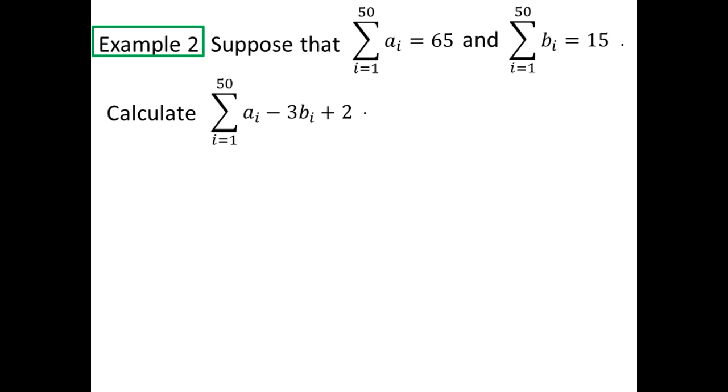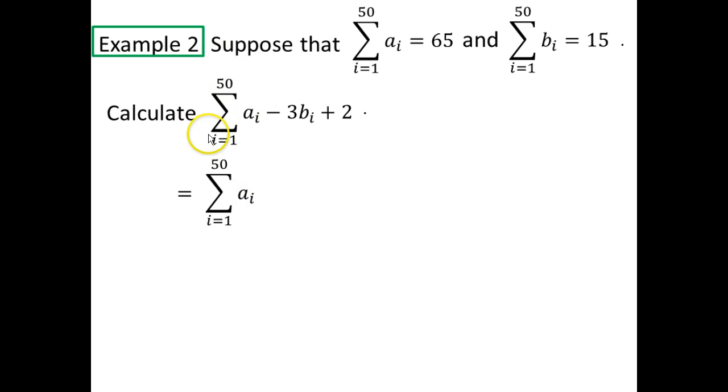Okay, example 2. Suppose that the sum of a sub i when i equals 1 to 50 equals 65, and the sum of b sub i when i equals 1 to 50 equals 15. Calculate the sum of a sub i minus 3b sub i plus 2 when i equals 1 to 50.